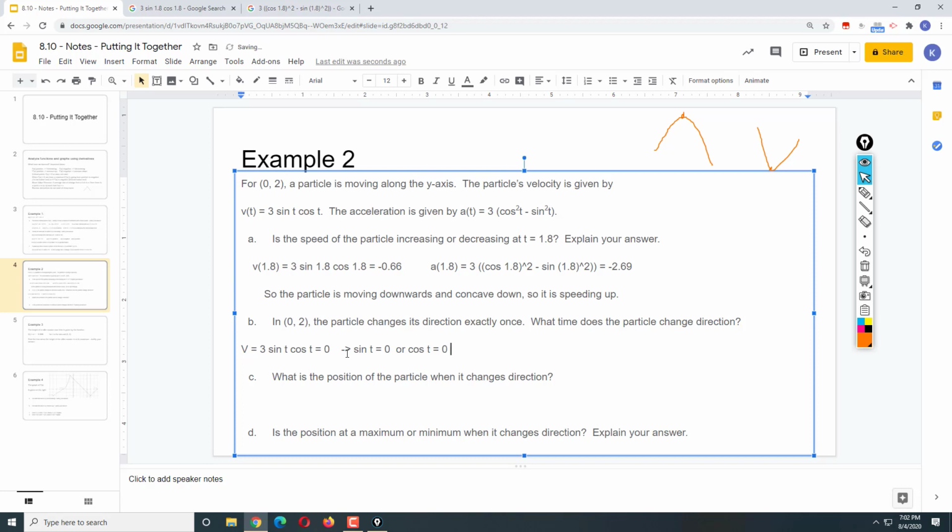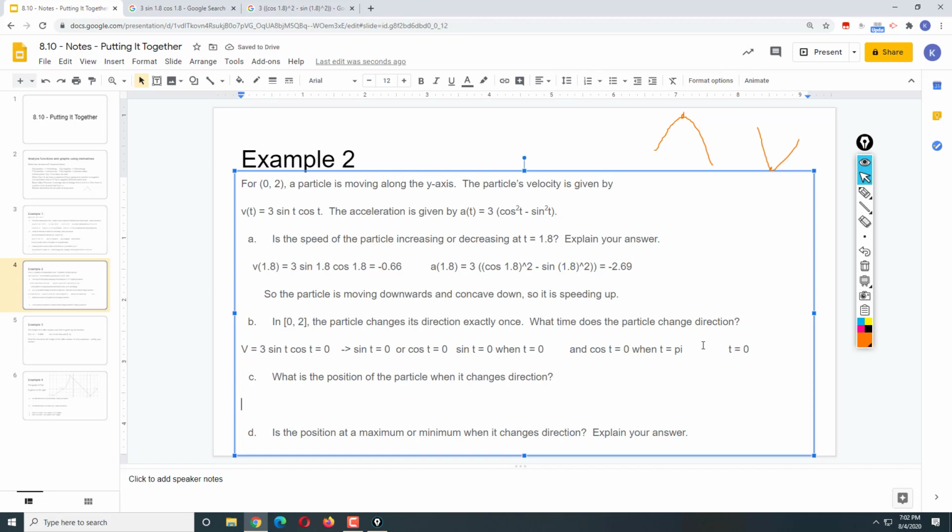We know that sine t is equal to 0 when t equals 0, and cosine t is equal to 0 when t is equal to pi. But we're looking for the closed interval 0, 2, including 0 and 2. And pi is outside of that interval. So we know that we're looking for t equals 0.